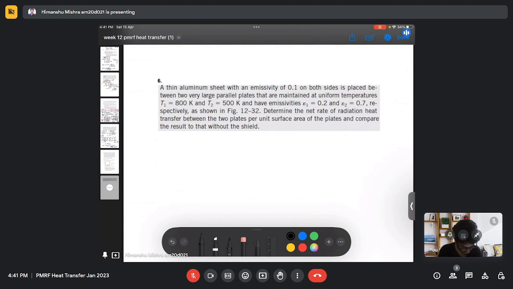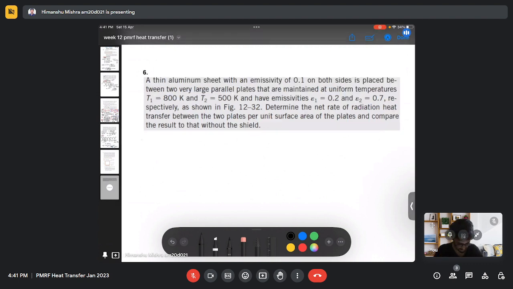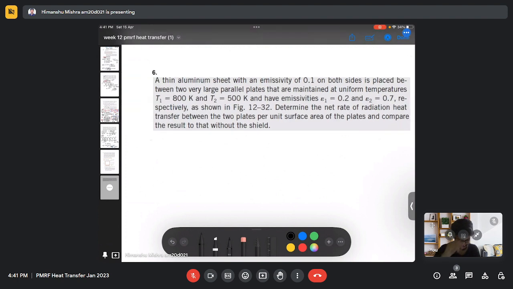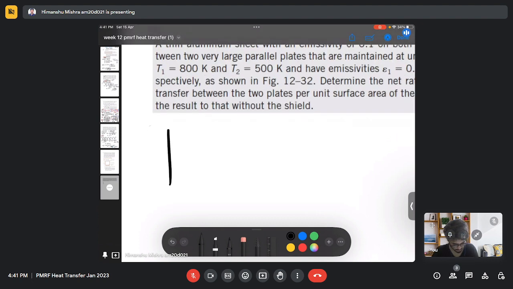Again, I think we solved this problem already in this class, so I will just resolve it with different numbers. We are given a thin aluminium sheet with emissivity of 0.1 on both sides placed between two very large parallel plates. The temperatures and the emissivities of the parallel plates are also given, and we need to determine the net radiation heat transfer. So basically there are two plates and one aluminium sheet.